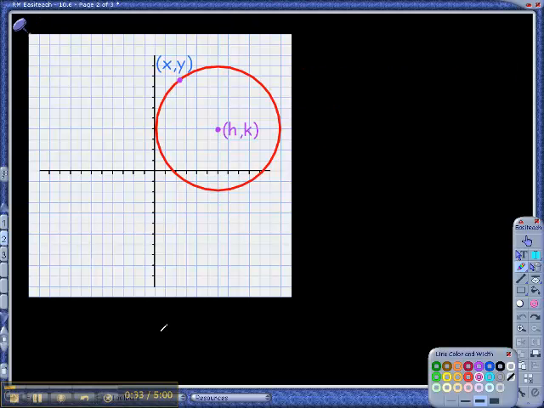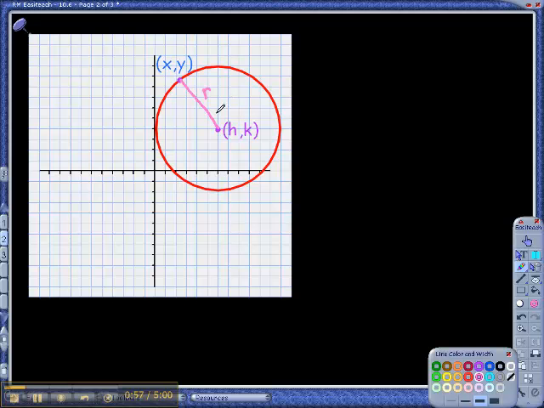Now, before we go into the equation, I first want to explain how they came up with it. When we're talking about a circle, we're talking about an infinite number of points that are a certain distance away from the center point. The distance between the center point and any point on the circle is, of course, the radius.